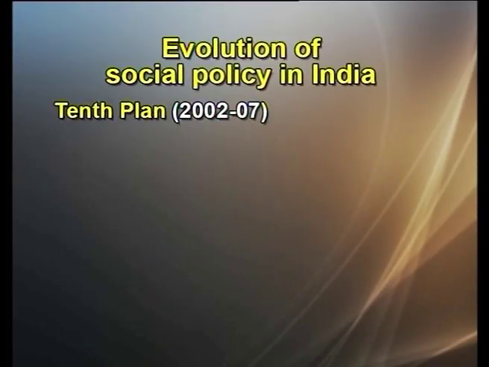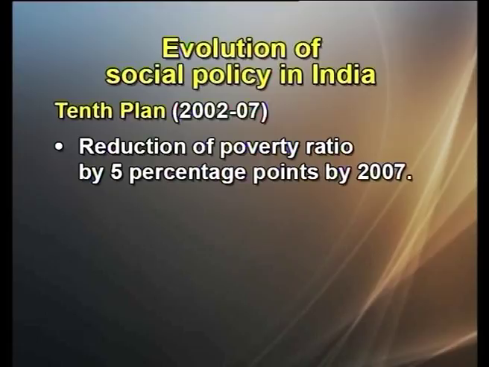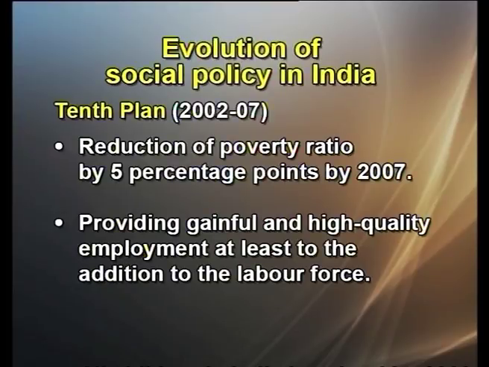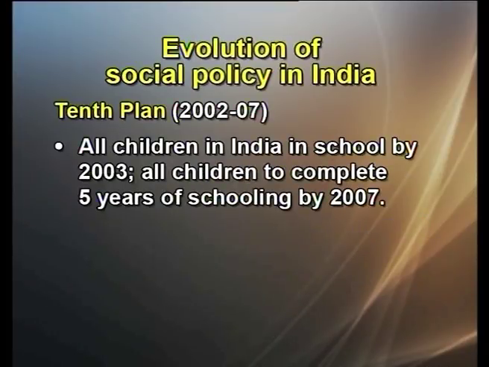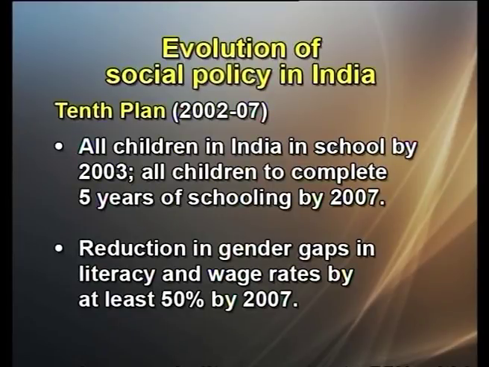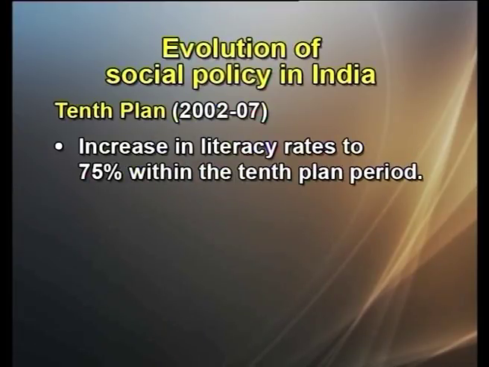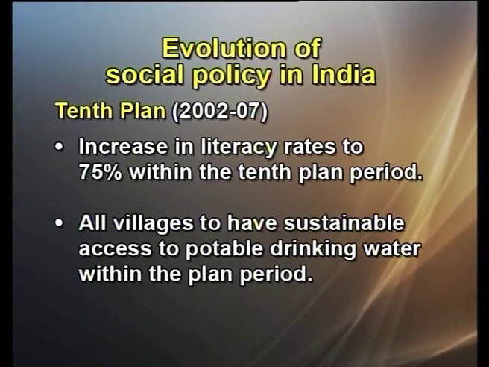The 10th plan, from 2002 to 2007, focused on the following aspects: reduction of the poverty ratio by 5 percentage points by 2007, providing gainful and high quality employment at least to the addition to the labor force, all children in India in school by 2003, all children to complete 5 years of schooling by 2007, reduction in gender gaps in literacy and wage rates by at least 50% by 2007, increase in literacy rates to 75% within the 10th plan period, and all villages to have sustainable access to potable drinking water within the plan period.